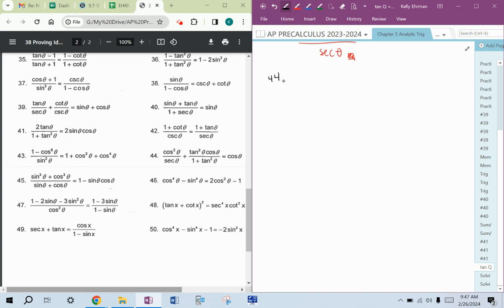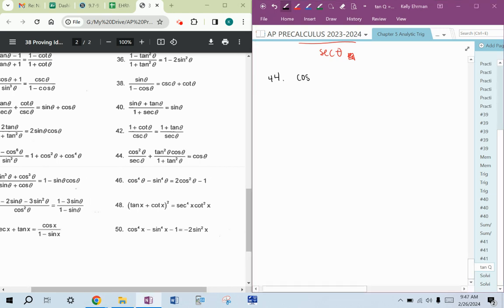All right, so for problem 44, we've got cosine squared theta over secant theta plus tangent squared theta times cosine theta over 1 plus tangent squared theta. Gets all the way down to just cosine theta. All right, so let's work on this a bit. Remember, look for Pythagorean identities first, even before you break down into sines and cosines. So let's just leave this. Cosine squared theta over secant theta plus, 1 plus tangent squared is secant squared. So that's where I'm going first. Tangent squared theta times cosine theta over secant squared theta.